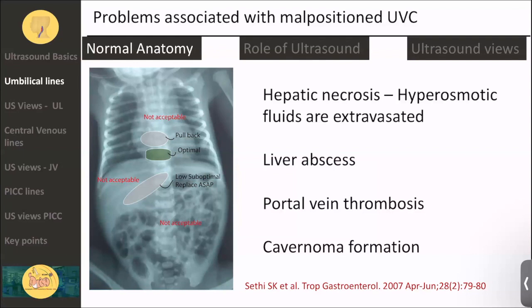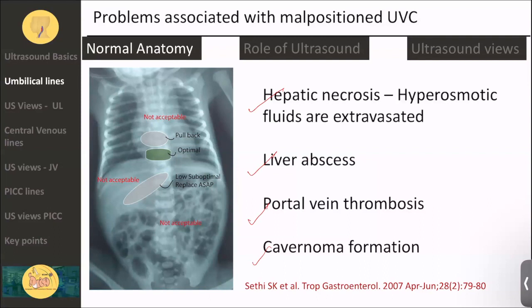Because if the line is in the heart, it can lead to pericardial tamponade or effusion. If the line is in the liver, it is lesser down. It can lead to liver necrosis, liver abscess, portal venous thrombosis, or cavernoma formation. So it should neither be too far down, nor too far up. The only method is to put it in ultrasound guided.